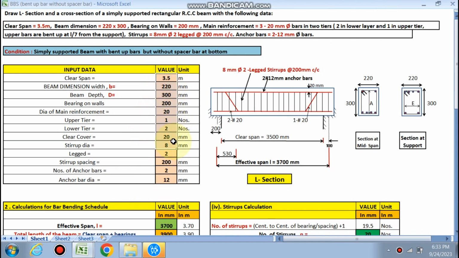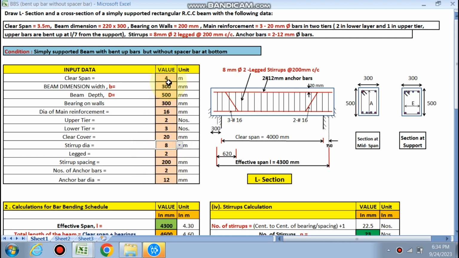If you change these values, like if you change the clear span to 4 meter, and 300 by 500 as the beam dimension, and bearing on the walls is 300 mm, and the dia of the main reinforcement, like we can choose 16 mm, upper tier is 2 and lower tier is 3. Right, 3 is going towards the wall and 2 is the upper tier. Clear cover is 20 mm, and stirrup dia is 8 mm.